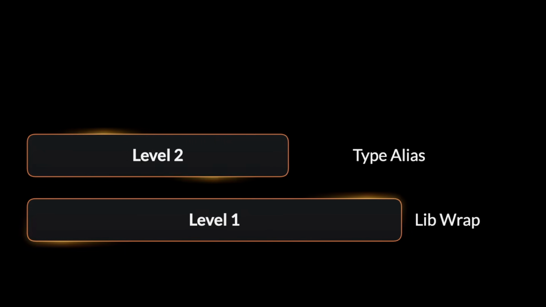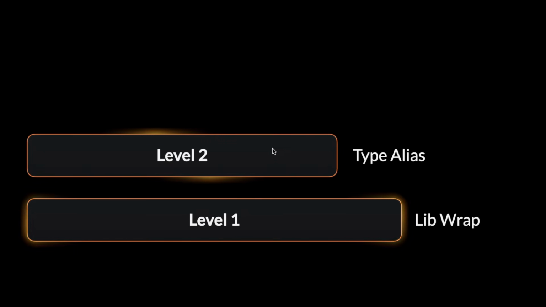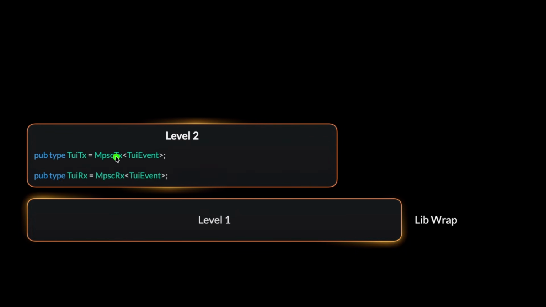Now, the second level is the type alias. And this one is very lightweight. But for example, in my TUI, I have a TUI event over here. And then I have a type alias, which is going to be TUI TX and TUI RX. So this way is cleaner in the code. It's not a very hard type, because I can still use the original and that will work actually. But it's a nice way of having clean code over there.